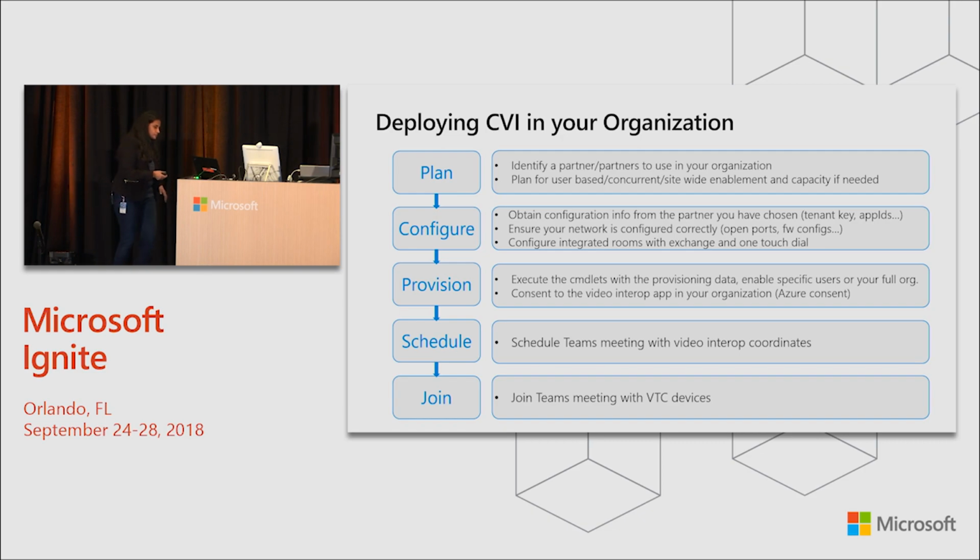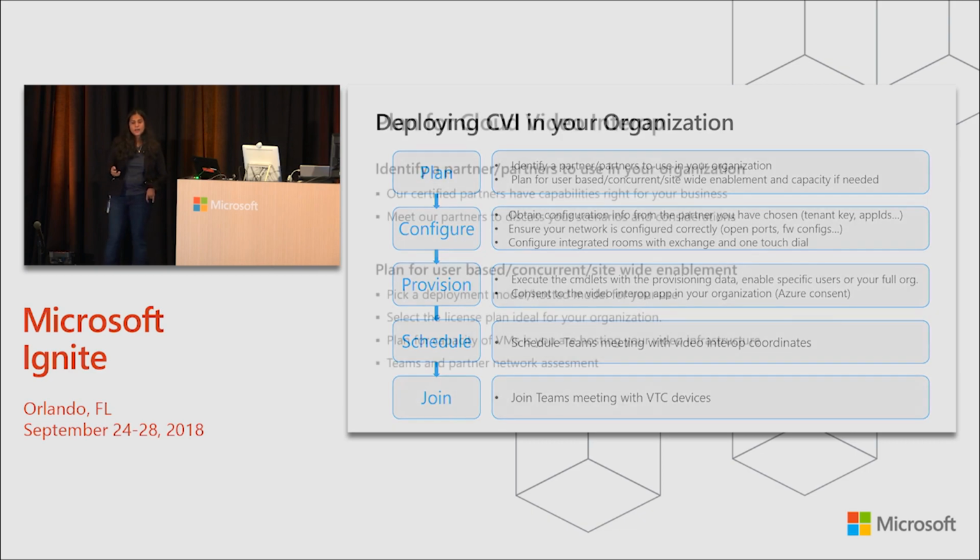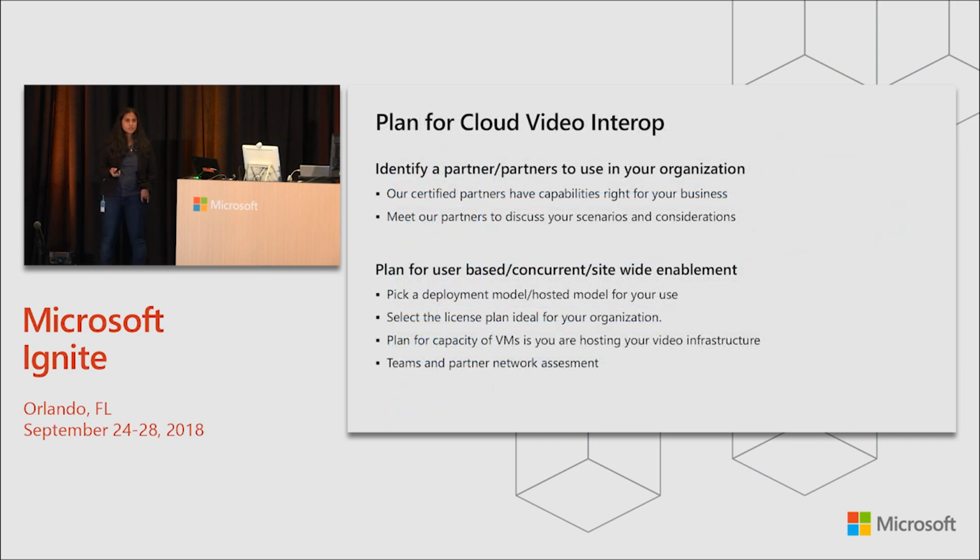Once you plan, let me actually go to the next slide over here. The other thing for plan as well is if you want to host your own video infrastructure, what is the capacity? How many concurrent calls do you want to make with the service that you are hosting? And then network assessment. Is your customer environment ready for Teams, for UC, and on top of that, is it ready for partner requirements for interop? So, those are some of the considerations that you would need.